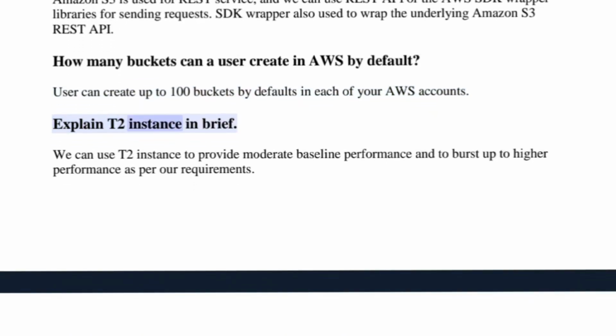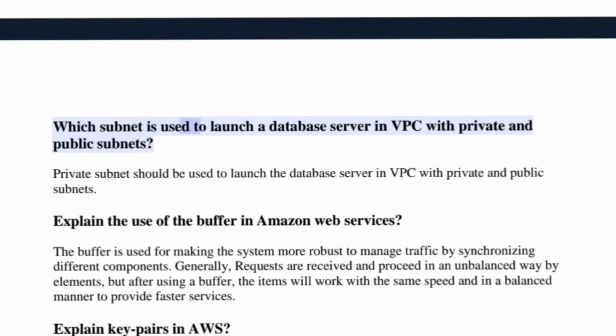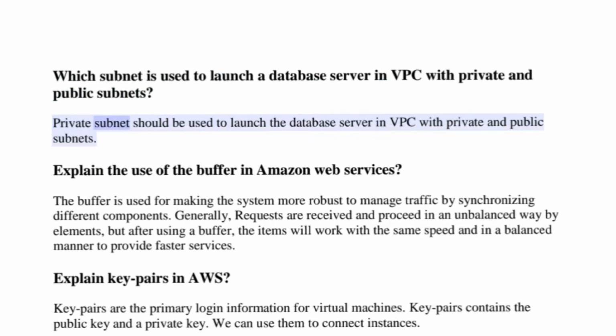Explain T2 instance in brief. We can use T2 instance to provide moderate baseline performance and to burst up to higher performance as per our requirements. Which subnet is used to launch a database server in VPC with private and public subnets? Private subnet should be used to launch the database server in VPC with private and public subnets.